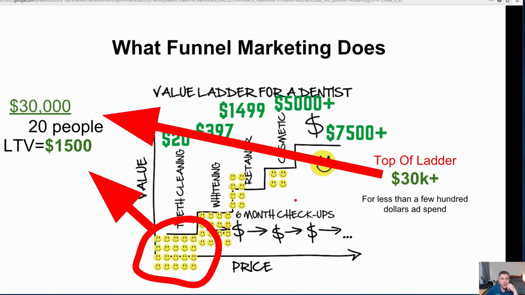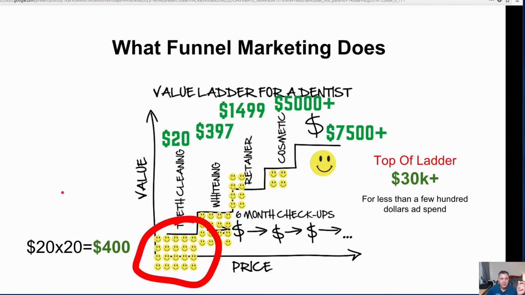So $30,000 divided by 20 people gives us a lifetime value of $1,500. I just want to explain LTV, the lifetime value of a customer. And this is how you've got to start thinking of it. What is the lifetime value of any customer that comes through the front door? This is really important, okay?